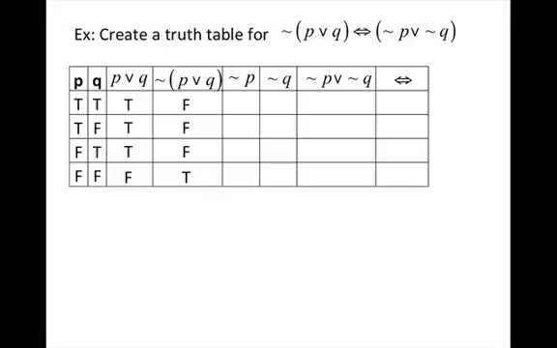In the next 2 columns, I'm going to negate P and then negate Q. So the opposite of P is false, false, true, true. And the opposite of Q is false, true, false, true. Now that I have these 2 negations, I compare them with the OR. The OR is only false when both sides are false. So look at when not P and not Q are both false, and that's in the 1st row. So it's true everywhere else.